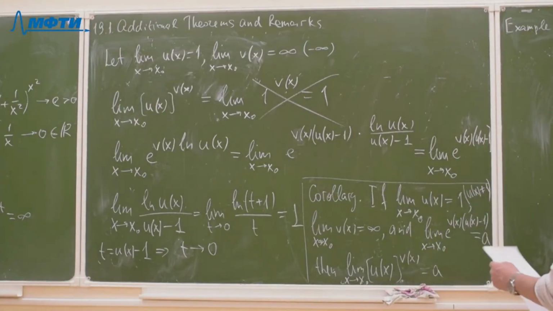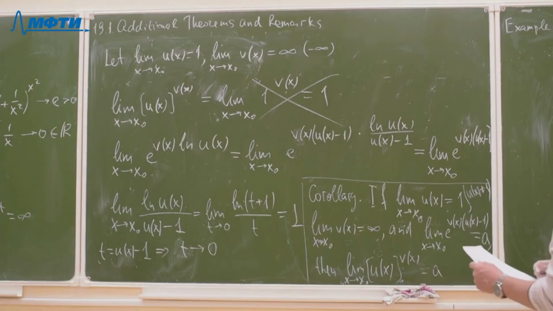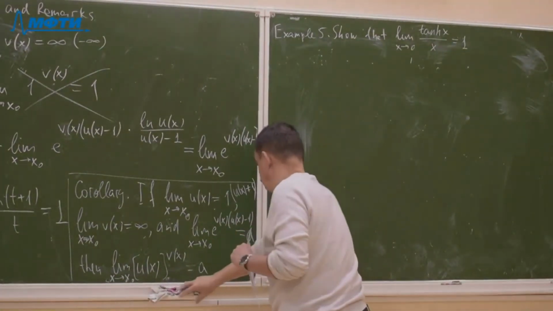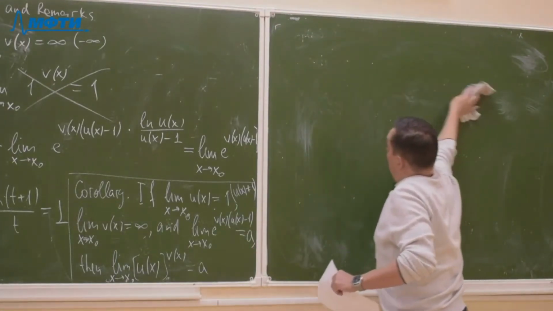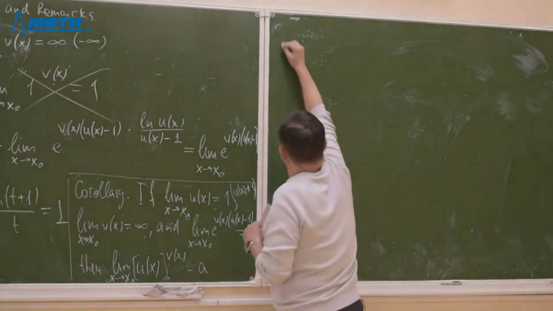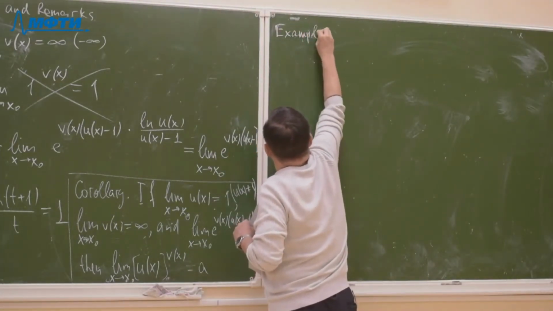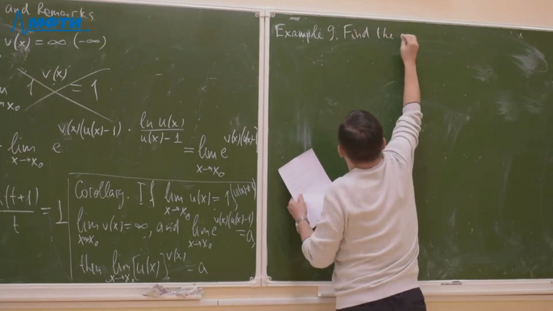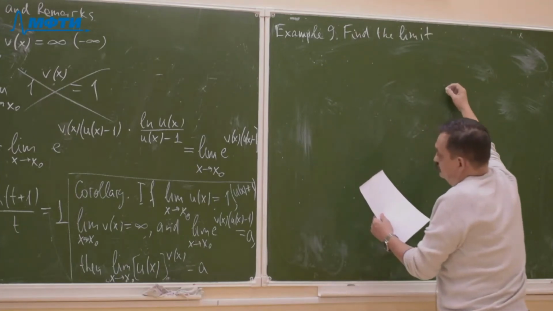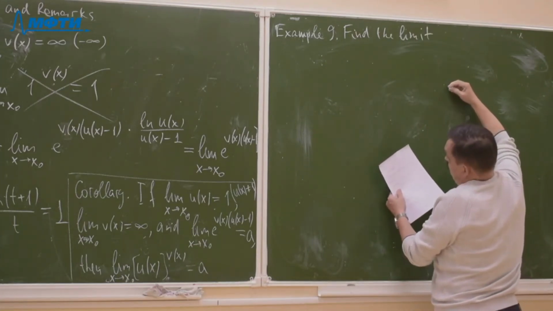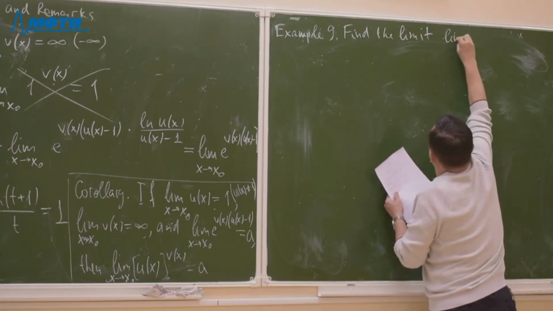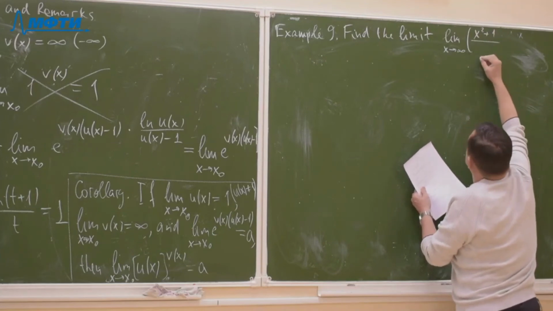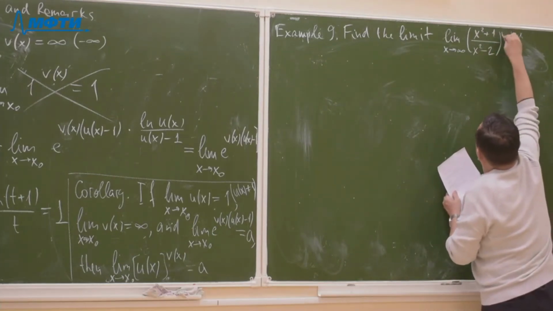Next example. Example 9. Find the limit as x tends to infinity of x squared plus 1 over x squared minus 2, power x squared.